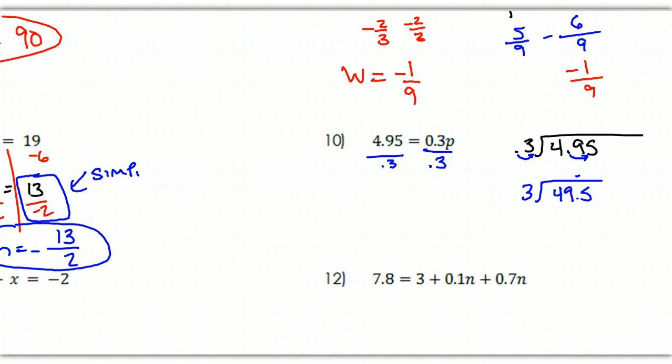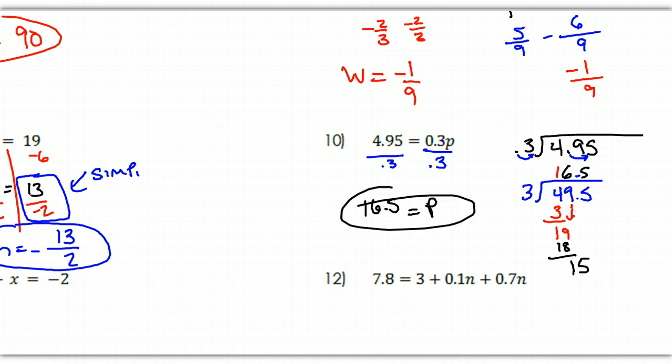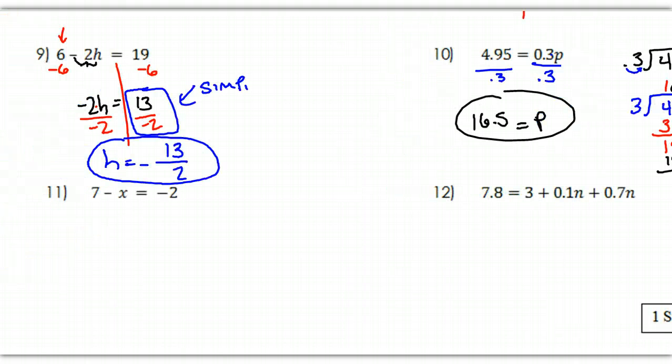Bring your decimal up. And what we do is we say how many times does 3 go into 4? That's 1. Multiply, subtract, and bring down. Subtract 4 minus 3 is 1. Bring down that 9. 3 goes into 19 a total of 6 times, with 1 left over, so 18. Take away 19, there's 1. Bring down the 5. And 3 goes into 15 5 times. So my answer is positive 16.5. That's a bad circle. 16.5. There we go. Next one here, number 11.